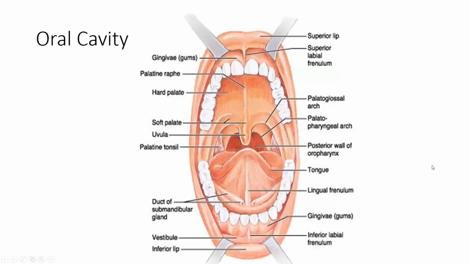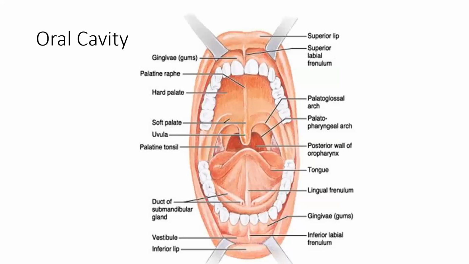Okay, now here's our oral cavity, the mouth. We see a number of structures here. We see 32 teeth. This is a healthy individual. We have 32 teeth, 16 on the maxilla and 16 on the mandible.